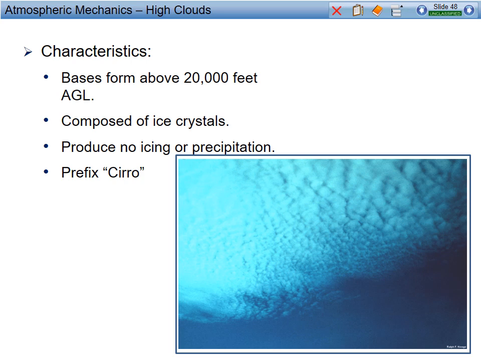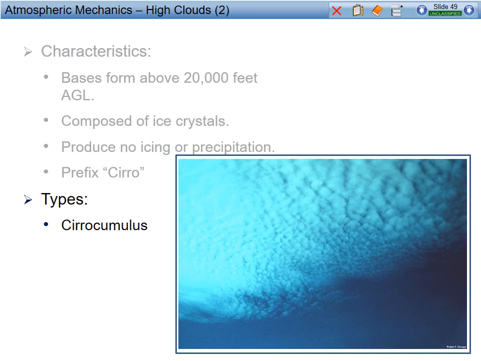High clouds are clouds that form with bases above 20,000 feet AGL, and they are composed of ice crystals and produce no icing or precipitation. The reason is because at those altitudes it is almost always freezing. Therefore, although they look like regular clouds, they are tiny ice crystals and not water droplets. These clouds receive the prefix cirro.